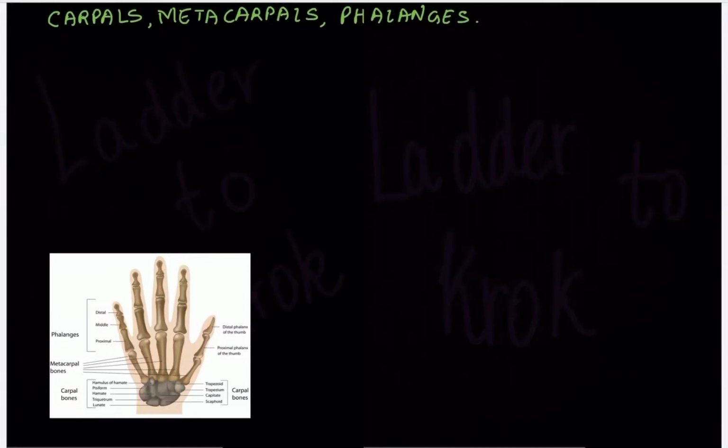Hello guys, welcome back. So let's start with a new topic, that is bones of our hand. The palm part which you see on your hand, that is actually called the hand. The rest is arm, then you have forearm, then you will have the hand. So let's know about them.